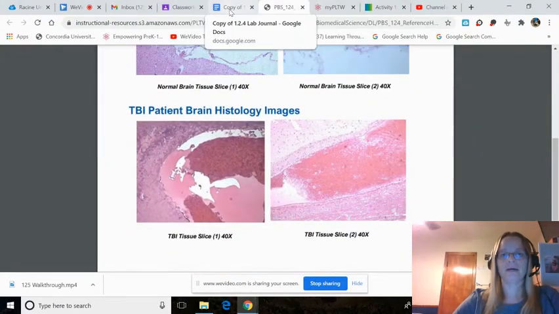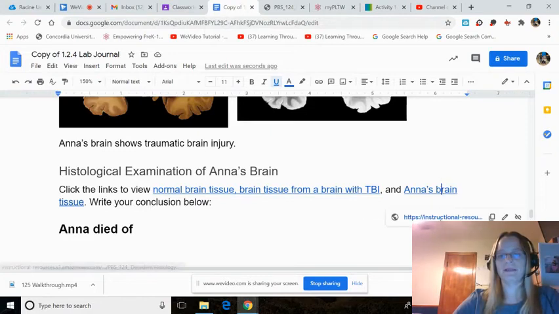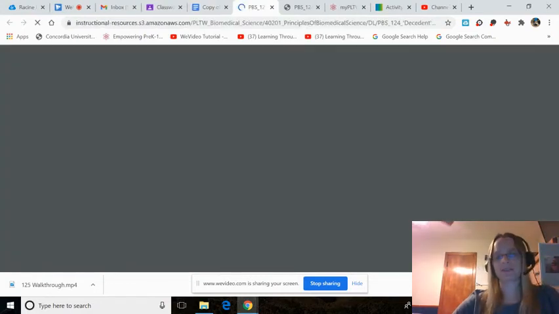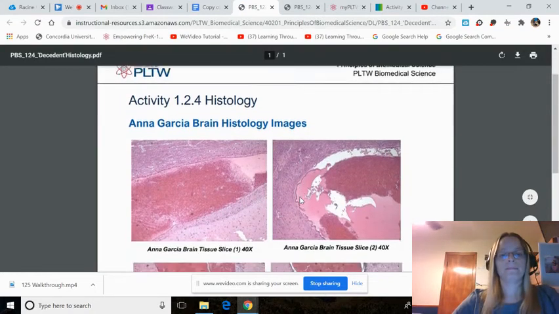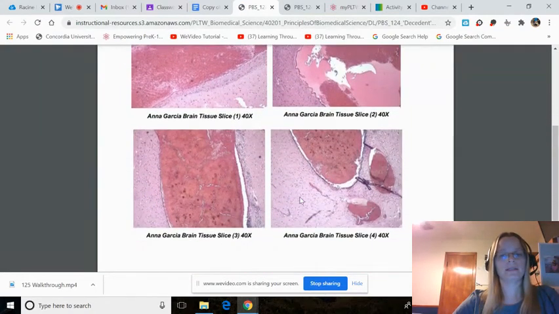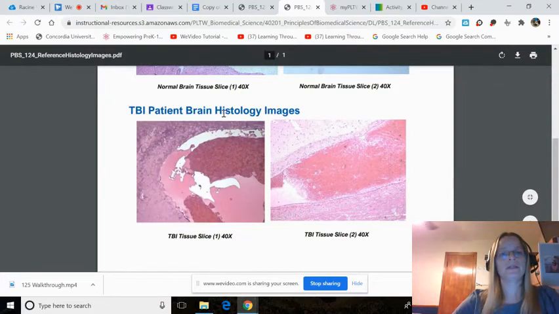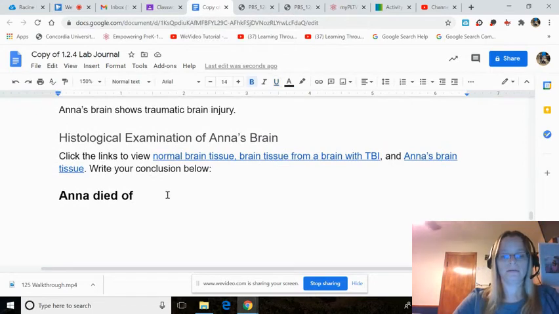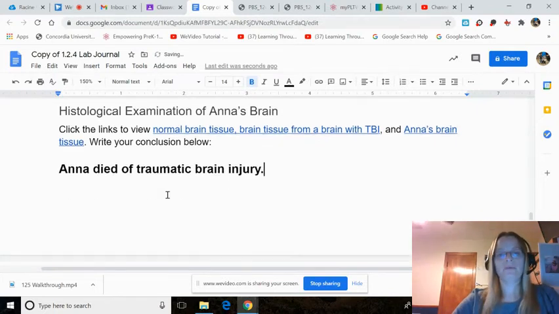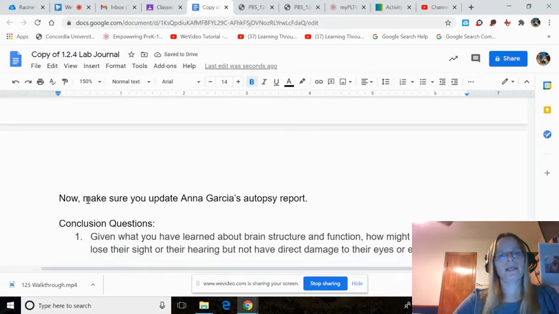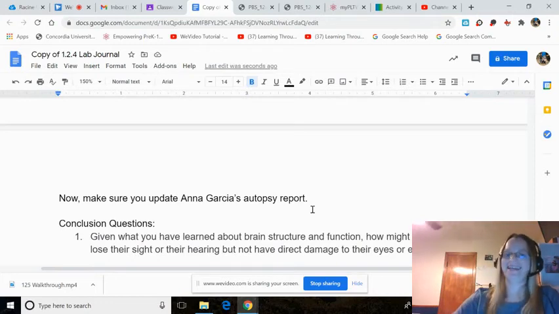Okay, so keep that in mind, and let's look at Anna's brain. Let's see if our gross examination matches our microscopic examination. Oh yeah, look at that. That looks almost exactly like this. So her brain does show signs of TBI. Anna died of traumatic brain injury. Now we know how Anna died, and we will update Anna's autopsy report in a later episode of Are You Still Awake?